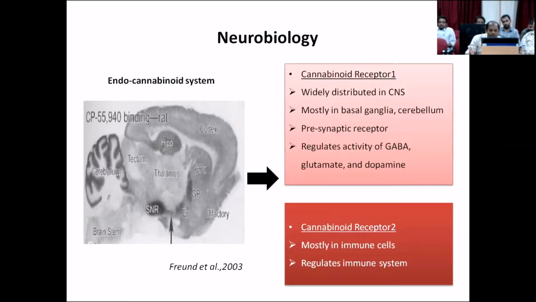In rat animal models, this is a picture of radioligand binding studies of the animal brain, where the distribution of the receptors has been seen. Two types of receptors have been found mostly: cannabinoid receptor 1 and cannabinoid receptor 2. Cannabinoid receptor 1 is widely distributed, but most commonly in the basal ganglia and the cerebellum. It is mostly presynaptic, and it regulates the activity of other neurotransmitter systems. The CB2 receptor is mostly found in the immune cells and regulates the immune system.